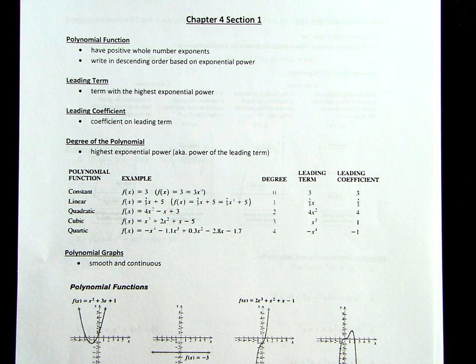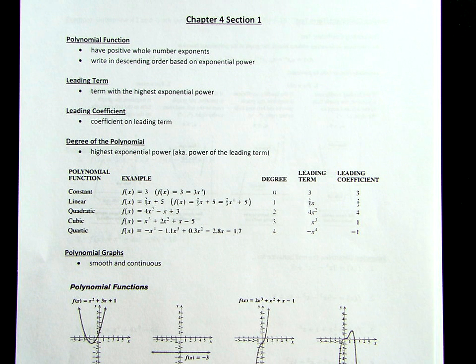The leading term, that's another term you should know, is the term with the highest exponential power. If you have your polynomial written in descending order, then your leading term is literally the first term. And so that's one of the other reasons why it's nice to go ahead and write them that way, so that your leading term is the one that's leading. And then your leading coefficient is the coefficient on that leading term. And the degree of the polynomial is your highest exponential power. Again, if you have it written in descending order, it's going to be the degree of the very first term. So those are all different things that we were going to talk about.